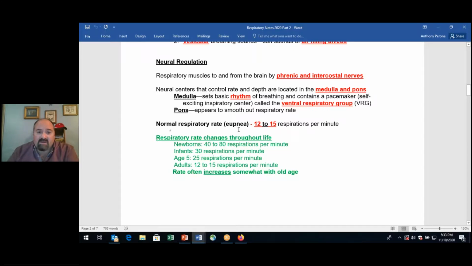The term eupnea, the prefix eu represents normal. So euthyroid would be a normal thyroid. Eupnea would be the respirations that are taking place. Between 12 and 15 is a normal respiratory rate. And you'll see here that we can have changes and differences. Newborns have 40 to 80 respirations per minute, infants around 30, and so the changes occur. Rate often increases somewhat with old age.